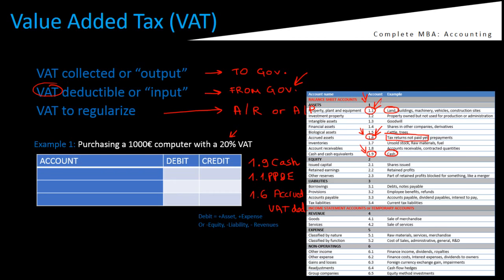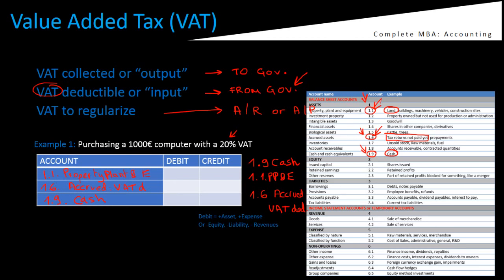At the final part, we can put now, for example, property, plant, and equipment. Let's put that, 1.1 property, plant and equipment, that is being increased. The second one being increased is 1.6 accrued VAT deductible, and the one being decreased is cash. So we put cash here.